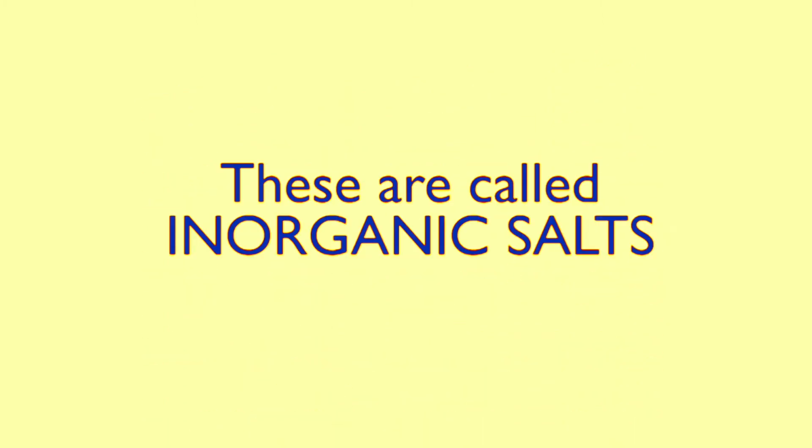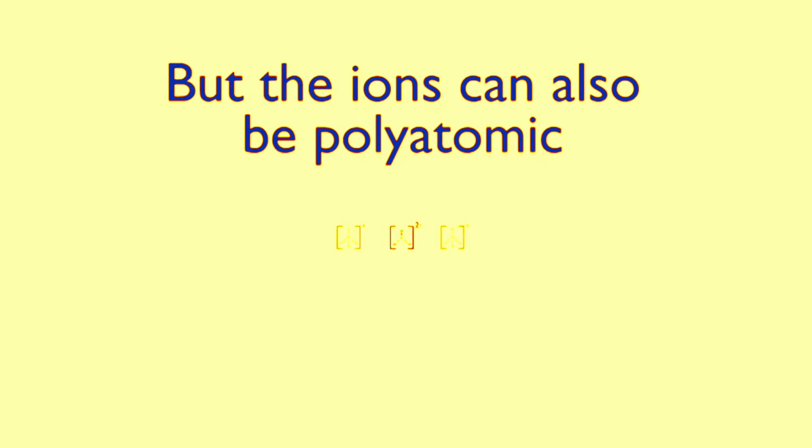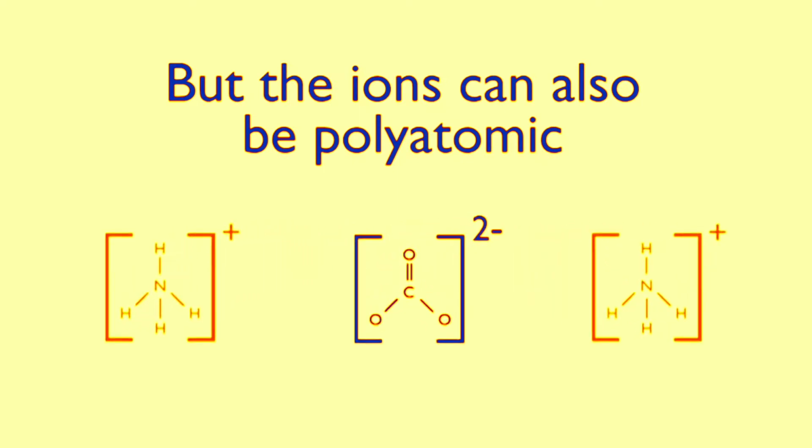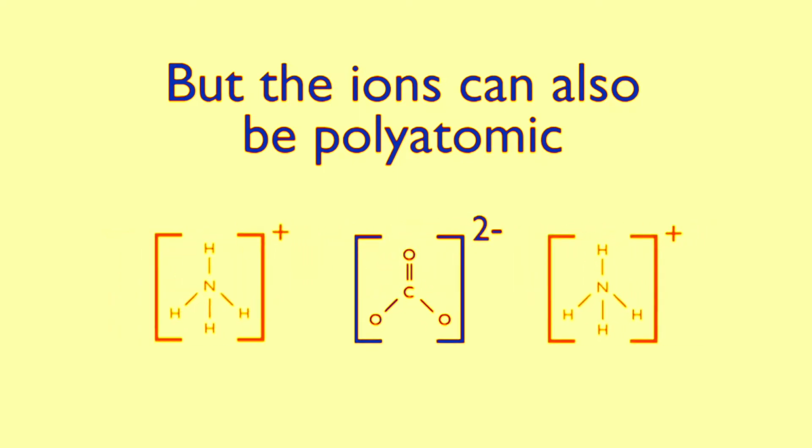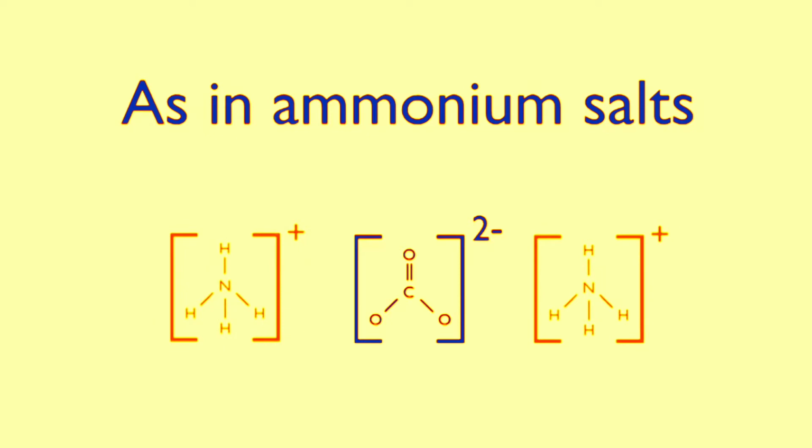Salts made like this are called inorganic salts, but this is not always the case. The ions can be polyatomic, that is, made up of more than one atom. A common example of this would be ammonium salts.